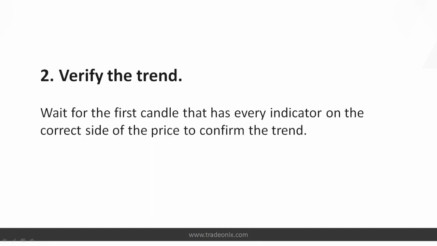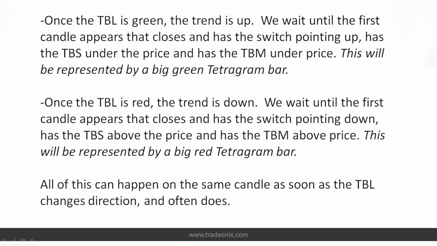Number 2, verify the trend. Wait for the first candle that has every indicator on the correct side of the price to confirm the trend. Once the TBL is green, the trend is up. We wait until the first candle appears that closes, that has the switch pointing up, has the TBS under the price, and has the TBM under the price. This will be represented by a big green tetragram bar.